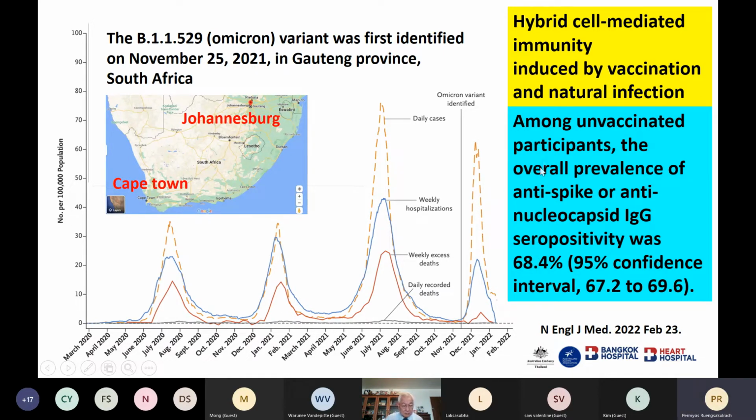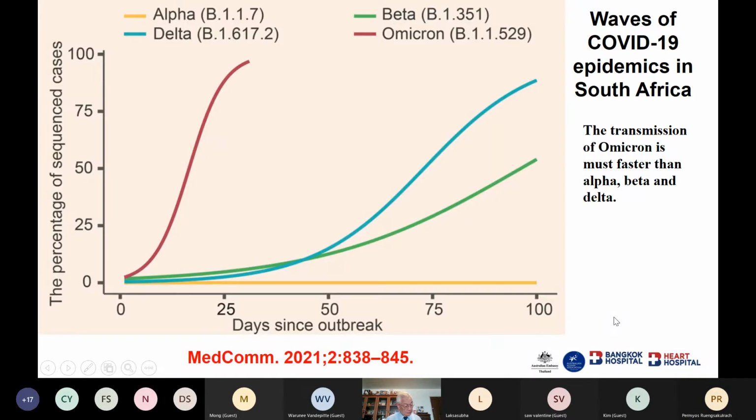Okay. And for unvaccinated participants in this study, they found anti-spike and also anti-nucleocapsid immunoglobulin G antibody positive in about 70% of these participants. And you can see from this, the transmission of Omicron is very fast, faster than Alpha, Beta, and Delta. So it goes very quick. So we have to be very careful with this.